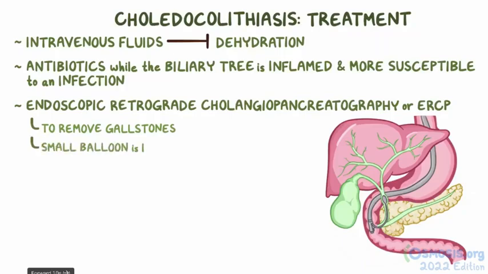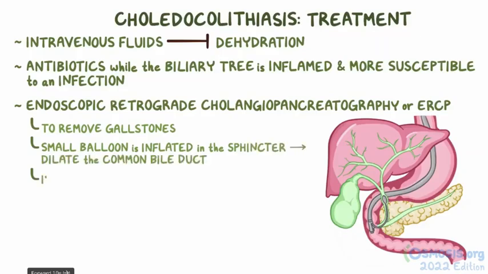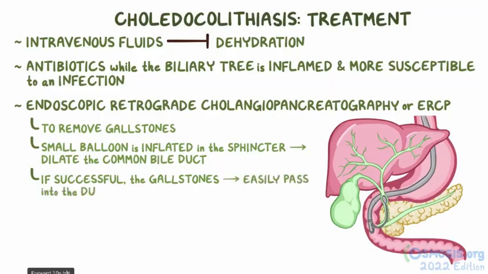Finally, a small balloon is inflated in the sphincter to further dilate the common bile duct. If the ERCP is successful, then gallstones are able to more easily pass into the duodenum. After that, a cholecystectomy can be performed to eliminate the risk of another gallstone getting stuck in the common bile duct.